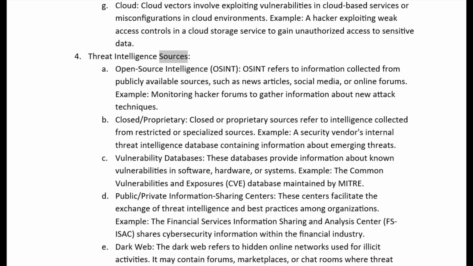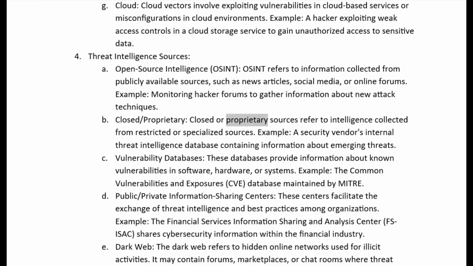Threat intelligence sources. Open source intelligence, OSINT, refers to information collected from publicly available sources, such as news articles, social media, or online forums. Example: monitoring hacker forums to gather information about new attack techniques.